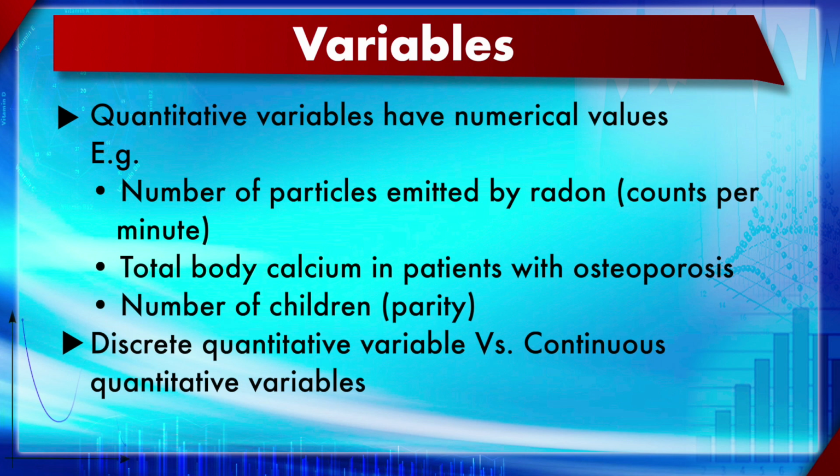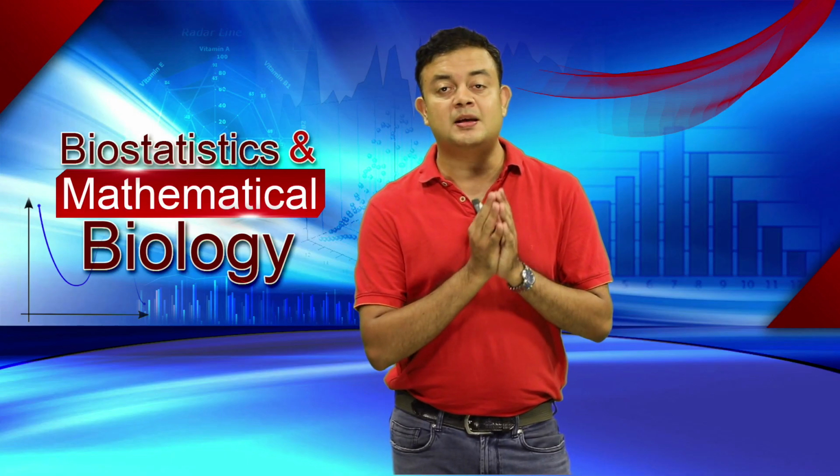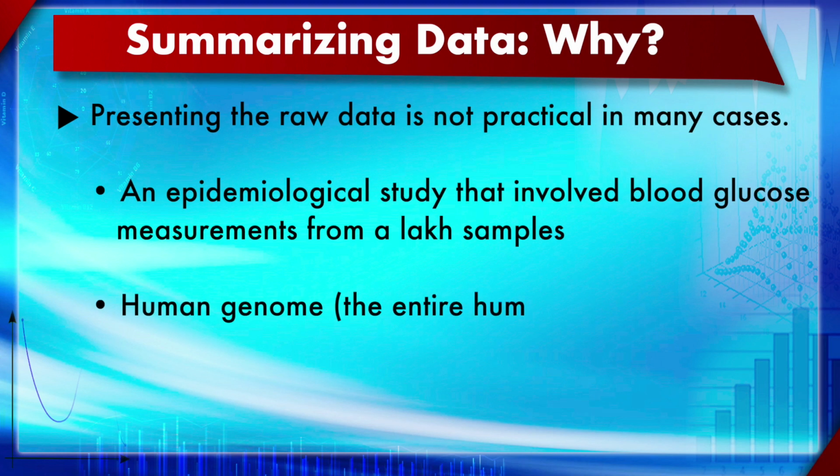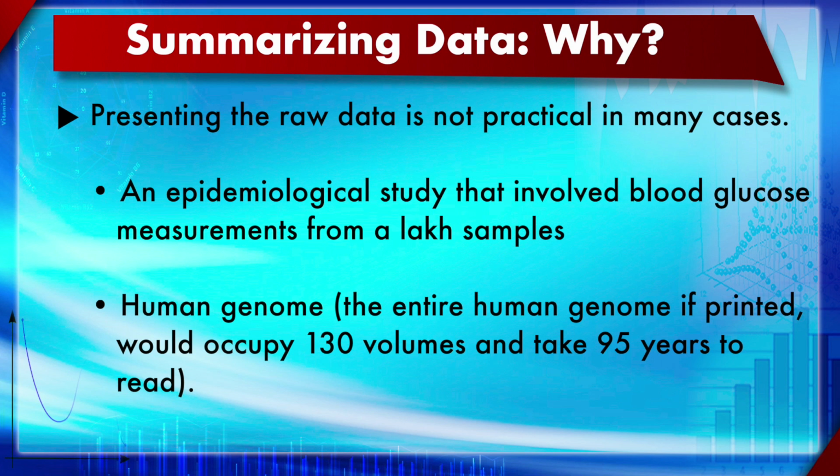So, that I have already explained to you, these are all quantitative variables, you can assign numbers to them. Data summarization is extremely important because presenting the raw data is not practical in many cases. As I told you, one example is the census of India, it is extremely complicated to make anything out of it. So, I have to effectively summarize this raw data in a meaningful manner. An epidemiological study that involved blood glucose measurements from a lakh sample, again 1 lakh is a lot of sample size, and from the raw data you cannot actually make anything out of it.